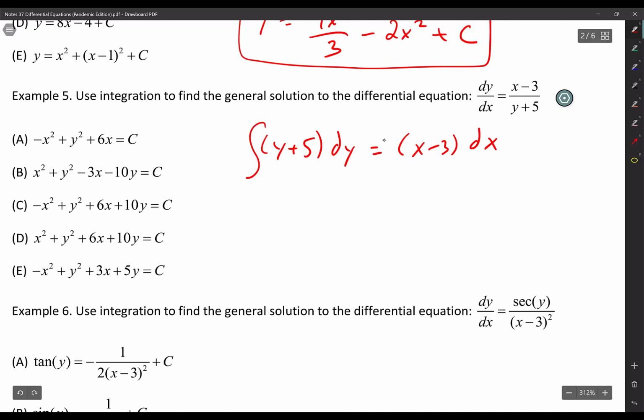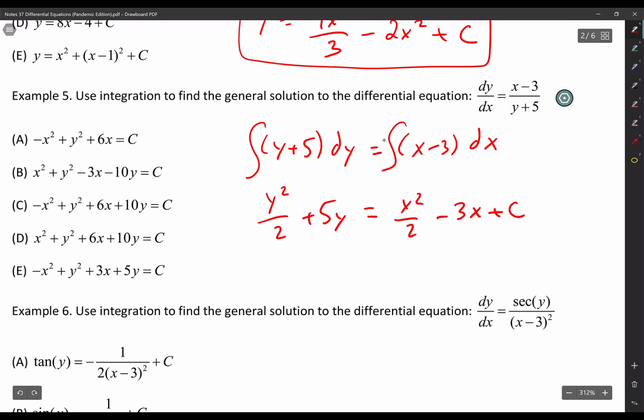Yeah, this is not super exciting because it's pretty general stuff. And then you just take the antiderivative of that. Let's see, y squared over 2 plus 5y. Chavez told me not to add the c here. He told me to add it to the x's. X squared over 2 minus 3x plus c.